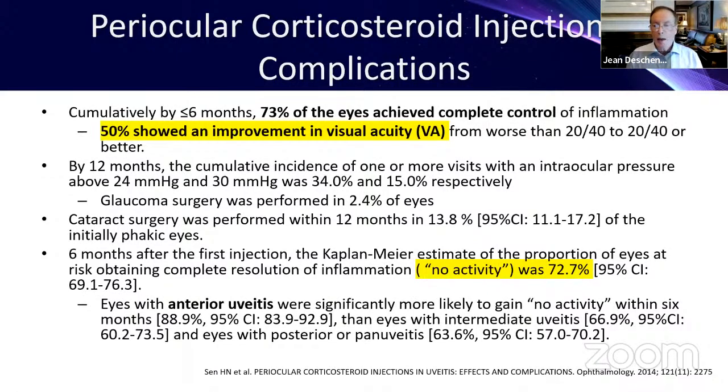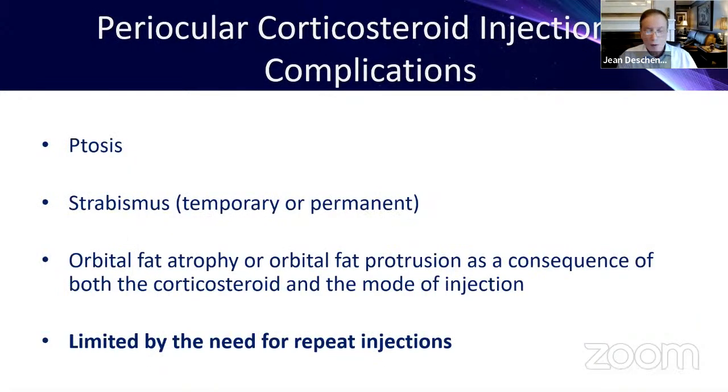Remission of inflammation was obtained in 69 to 76% after 6 months after the first injection. So eyes with anterior uveitis were significantly more likely to gain no active inflammation using corticosteroid. Now, complications: ptosis, strabismus, temporary or permanent, orbital fat atrophy, orbital fat protrusion, and that is limited by the need for repeat injection.